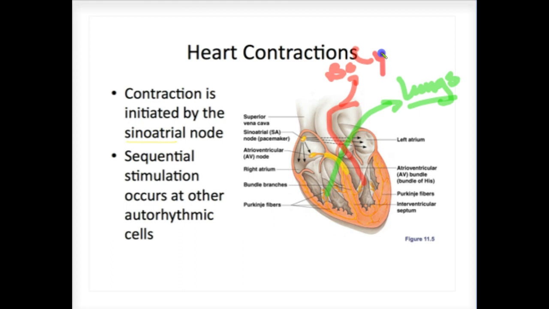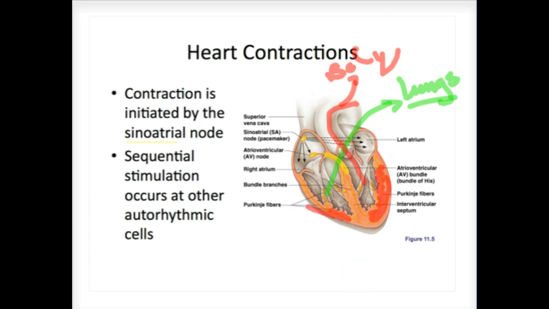So where do you suppose we need more pressure? To get the blood through the body or to get the blood to the lungs? Well, it makes more sense that we need a lot more pressure getting the blood into the body, and so you see that obvious difference here in the wall of the heart, the wall of the ventricle.